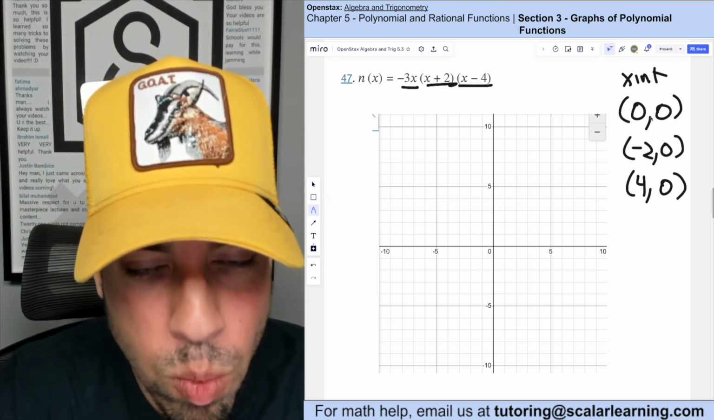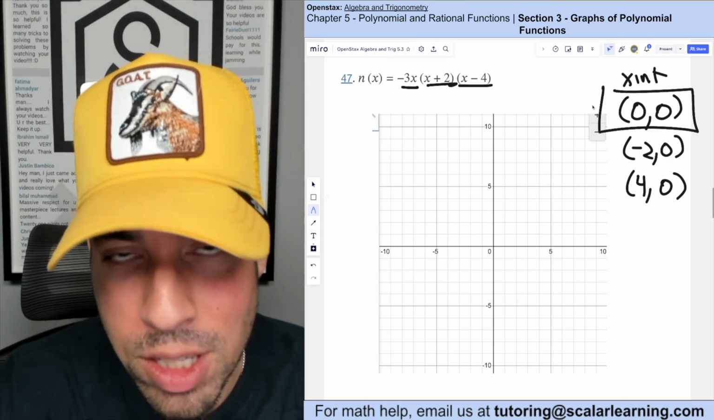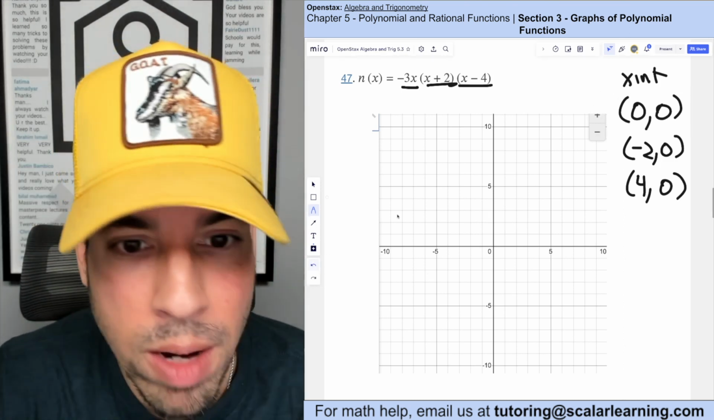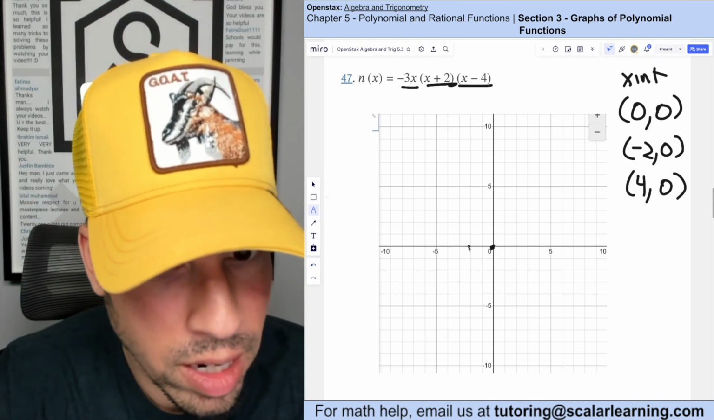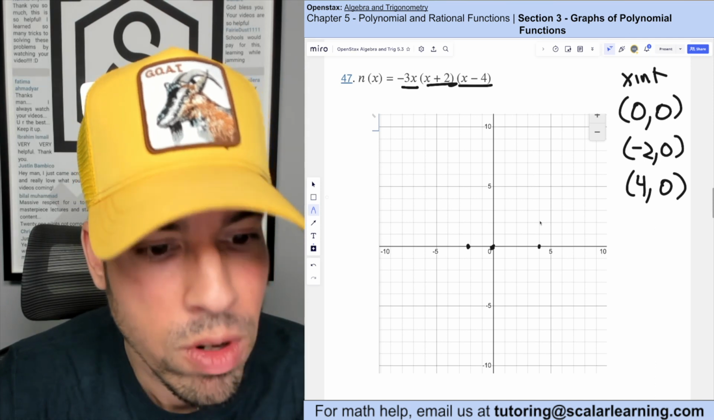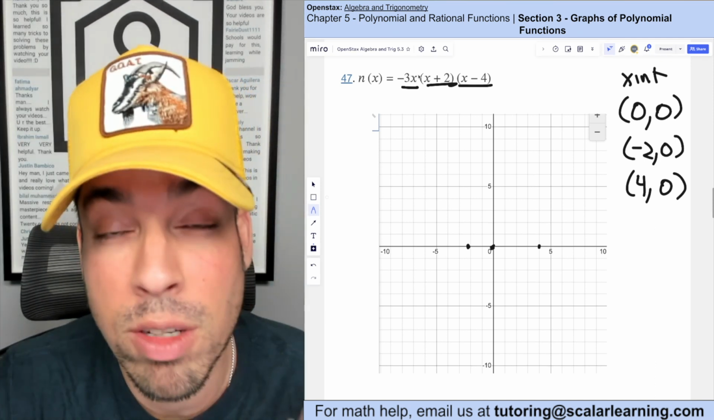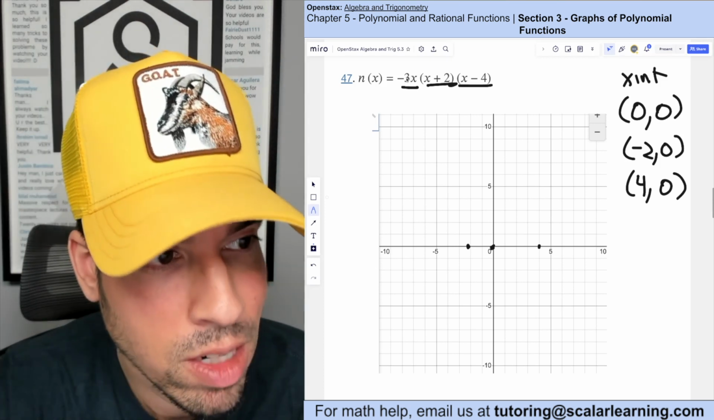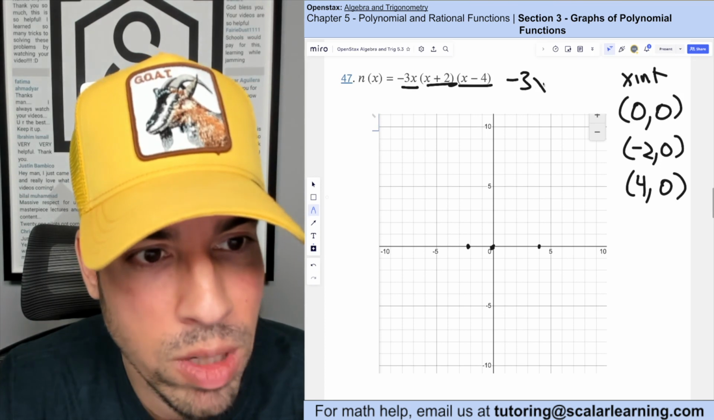Now we want our y-intercept. Well, the nice thing is, this is also a y-intercept. It's a double. It's an x and a y. So we didn't have to worry about the y-intercept. So we got 0, 0, -2, 0, and 4, 0. Next, we want to get the end behavior. So if you kind of multiply these out, just looking at the leading term, what's it going to be? It's going to be -3x times x times x, which is going to be -3x cubed.